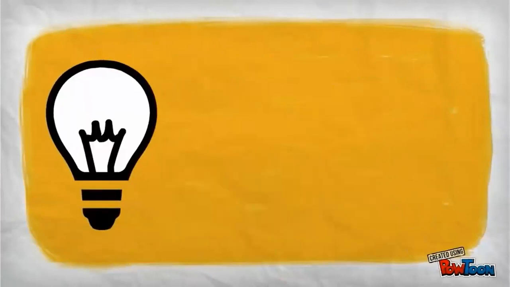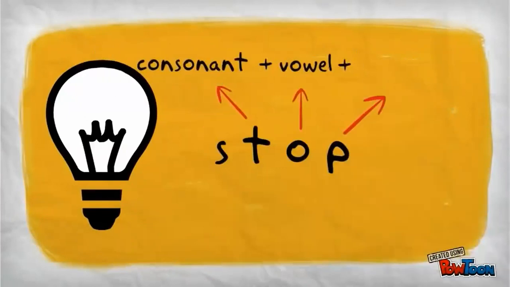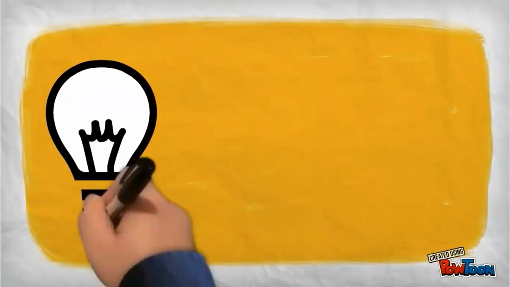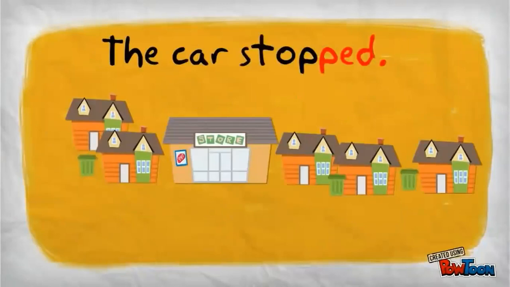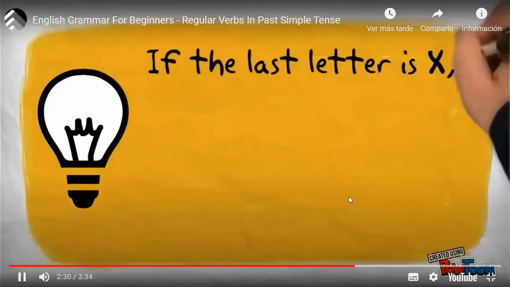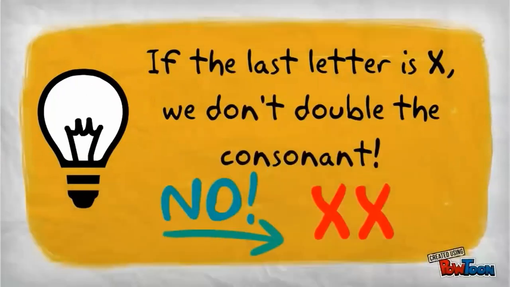Remember, when the verb ends in consonant plus vowel plus consonant, we double the last consonant. This is a grammar rule that we have when adding ed to verbs that have a consonant, a vowel, and another consonant. It means that we're going to double the consonant at the end, and then add ed. Okay, so that is another grammar rule when adding ed to the verb.